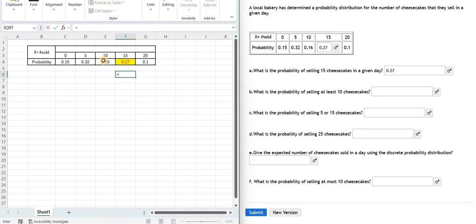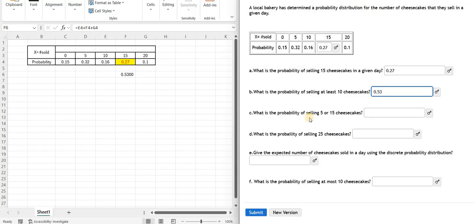So the probability of 10 plus the probability of 15 plus the probability of 20, or you can just say the sum and then highlight all of them. And let me change that to a number. I don't want it to be a percentage, so let me just do comma style, and then I'm going to add decimals just to make sure the answer is 0.53. So 0.53 is the answer.